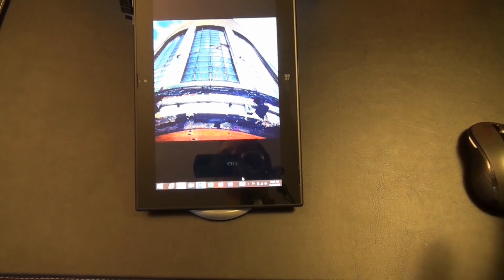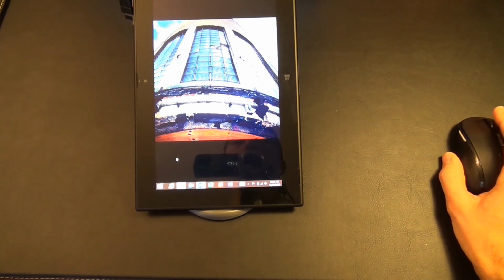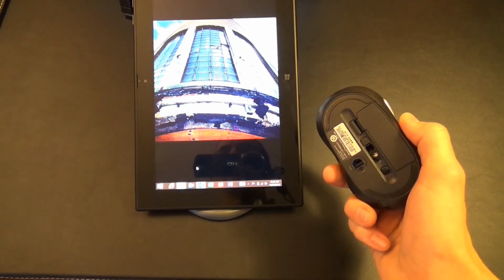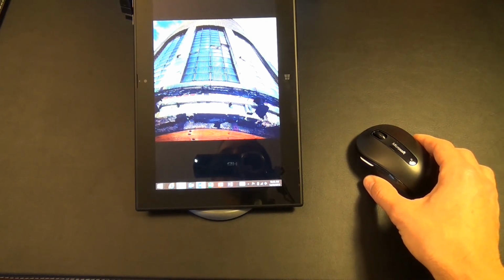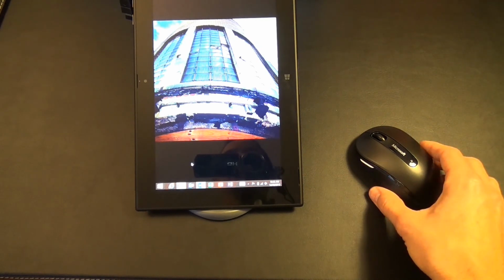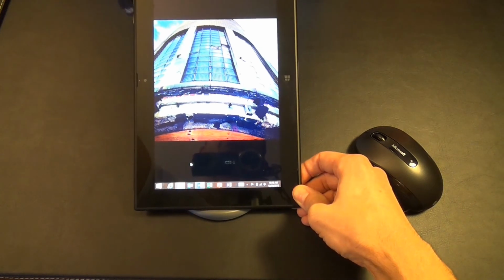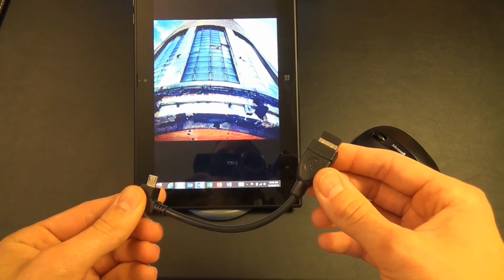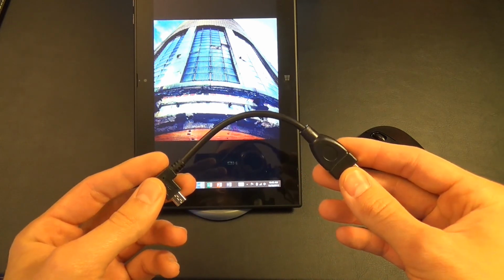So if anybody wants to try this out for themselves, go ahead. Again, this isn't anything special. This is just a wireless mouse. You need the adapter for it. It works off a Wi-Fi 2.4 gigahertz signal. You can purchase that anywhere. All you will need is a micro USB connection and a USB on-the-go cable.